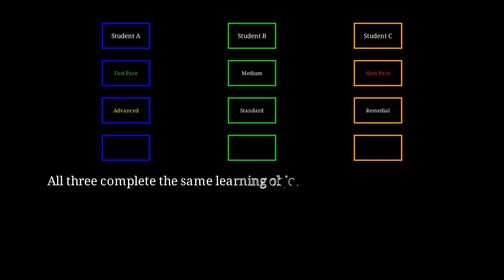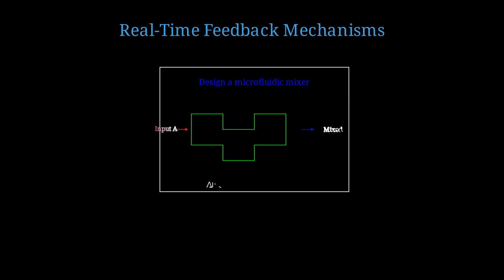Critically, all three students complete the same learning objectives and demonstrate mastery of the same core competencies, but they get there via different paths optimized for their individual learning styles and background knowledge. The AI provides real-time feedback during problem solving, something that's impossible for a professor grading assignments days later. When a student designs a serpentine mixer, the AI immediately analyzes the geometry and provides feedback.